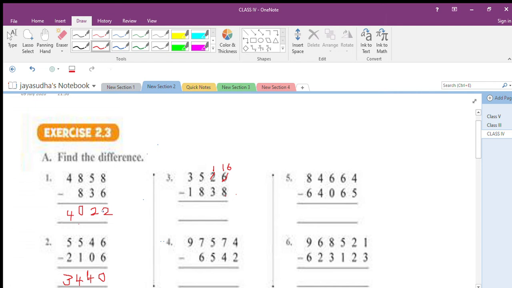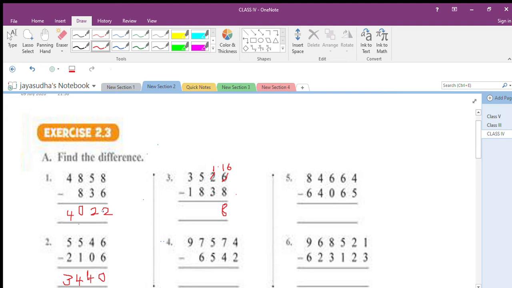So listen, children, here 16, below 8. 16 minus 8, count backwards, children, 16 in the mind, 8 in the finger. 15, 14, 13, 12, 11, 10, 9, 8. So very good, children, 8 is your answer. So you have to write 8 here. Then again move on to the next column.